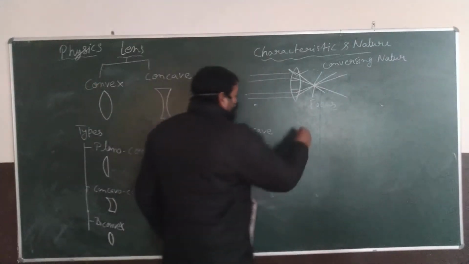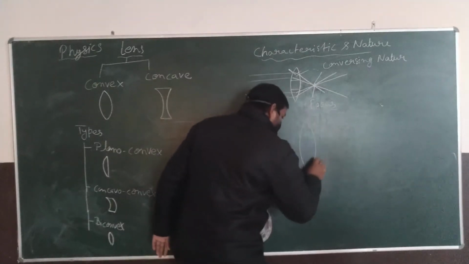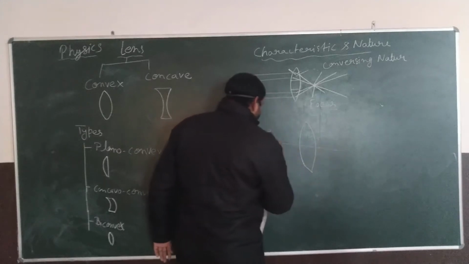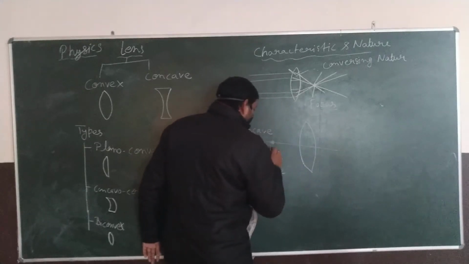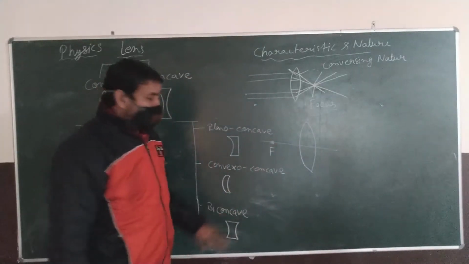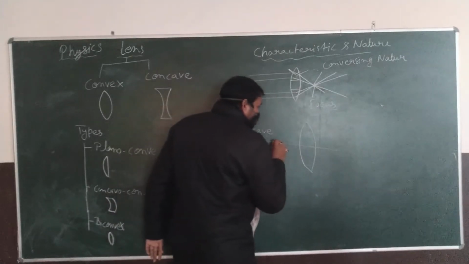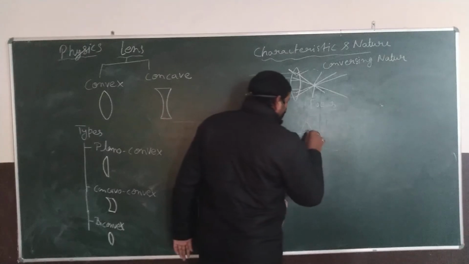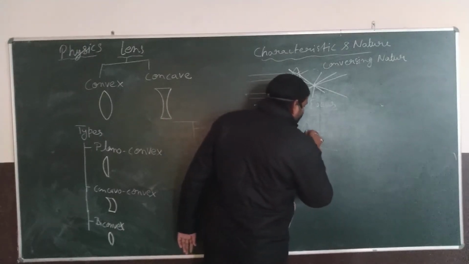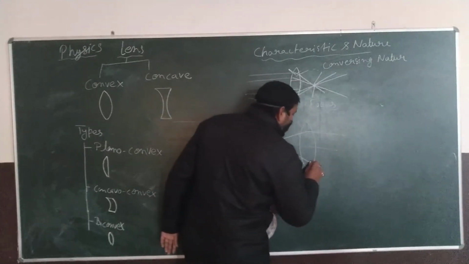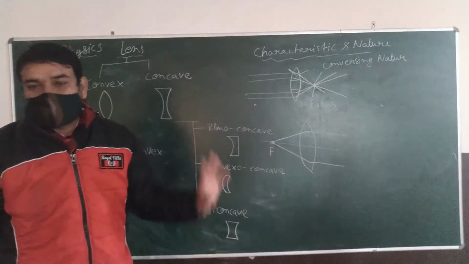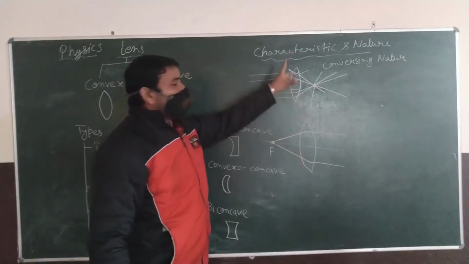Secondly, if some rays are traveling from the focus, like this is its focus point, many rays traveling from its focus, we observe that they travel parallel to the principal axis after refraction. This is the second nature of the lens.